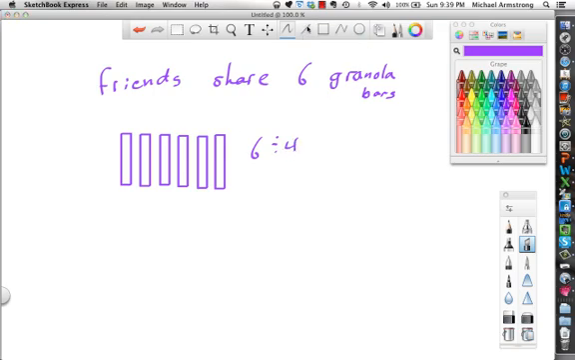So, how do I make that work using a picture? Well, I have to cut each granola bar into 4 slices. So I cut it in half, and then I cut each half in half. And I get 4 slices per granola bar, 4 pieces of granola bar that are all about the same size. And each of my 4 friends is going to take 1 piece from each granola bar.